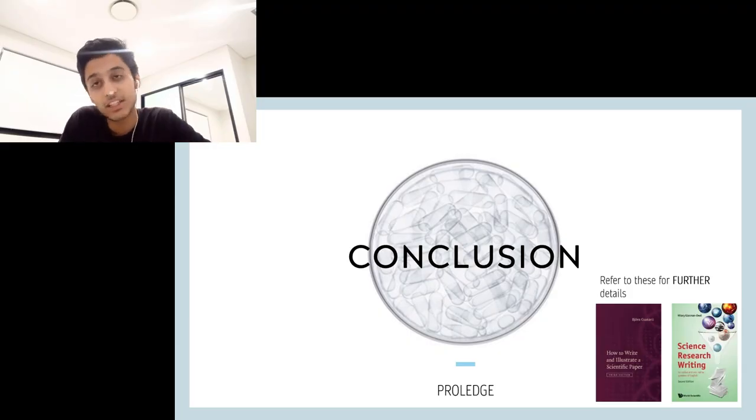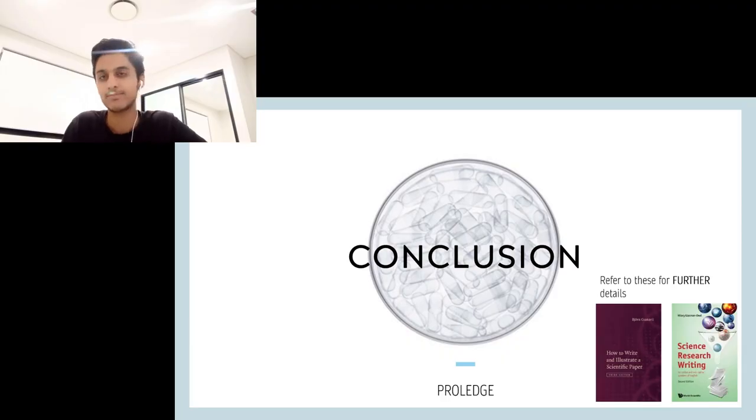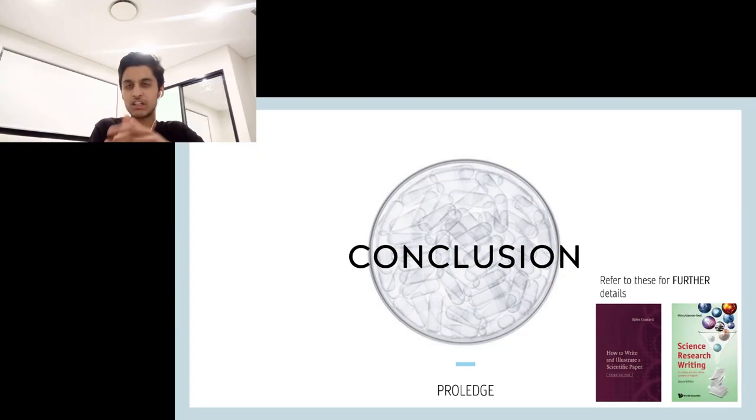And you have to remember that the conclusion is the last chunk of text that the reader will actually engage with before they leave the paper. And so it's really important that you leave a good impression. So how do you write the conclusion? How do you perfect the conclusion?